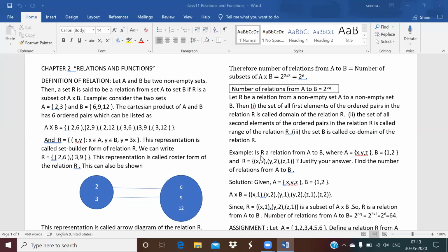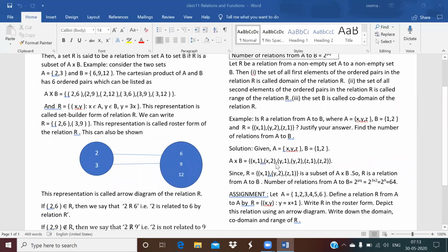Now let's see an example. Let's have two sets. A has three elements x, y, z, and B has 1, 2, and R has three Cartesian coordinates. Let's justify the answer whether this is a relation or not, and find the number of relations from A to B. You already know how to find A cross B, and then R is given to you like this, and all ordered pairs are in A cross B. That's why it is a subset of A cross B, and so R is a relation from A to B.